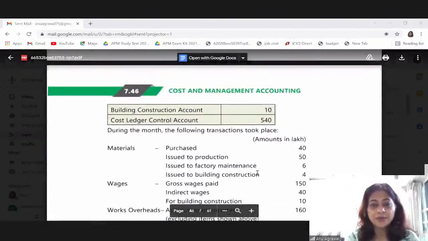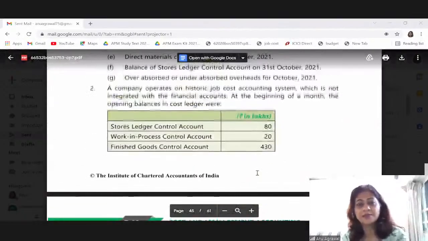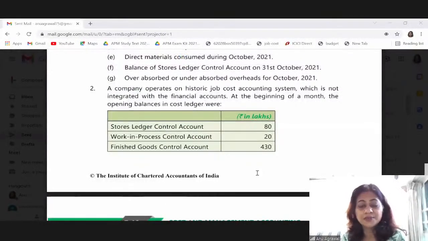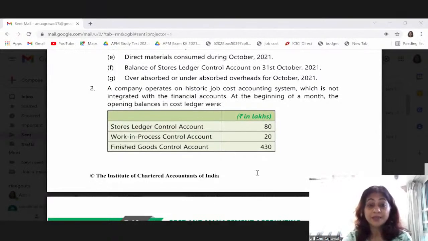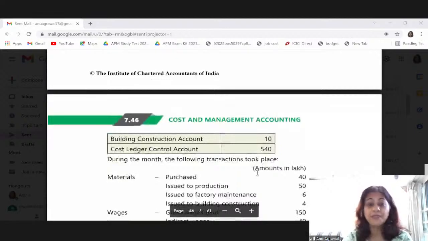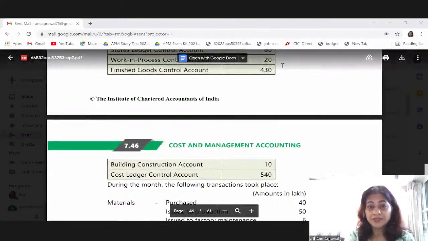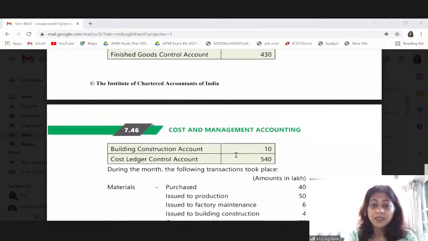Before we go ahead, let us look into what the sum is about. It follows historic job accounting system, which is not integrated with financial accounts. That means it is non-integrated. At the beginning of the month, they have given us the opening balances. So we have old ledger, WIP, and finished good account, building construction account. There is a WIP account which is separate, and there's a building construction account which is separate.